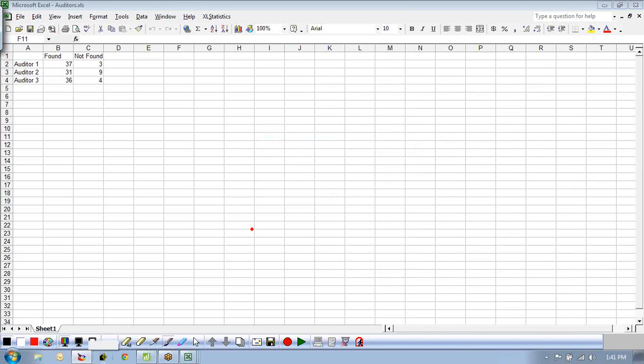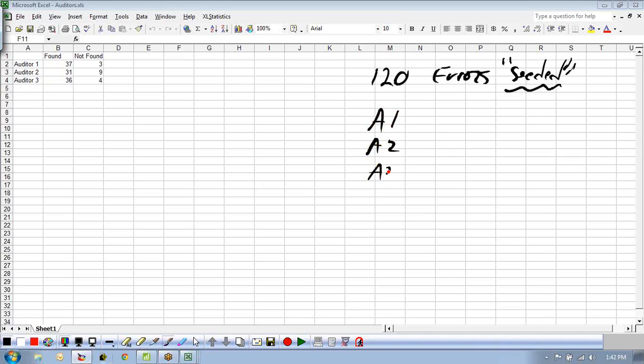Yep. So my setting in this case is I seeded a bunch of errors. I seeded 120 errors. 120 errors were seeded into some files. And I wanted to test, to check the checkers. We'll be looking at things like this in measurement systems analysis. I wanted to check my auditors to see how many of those they would find. So I had 3 auditors, imaginatively named Auditor 1, A1, A2, A3. I gave them each 40. They each got 40. Right? 40 plus 40 plus 40 is 120.